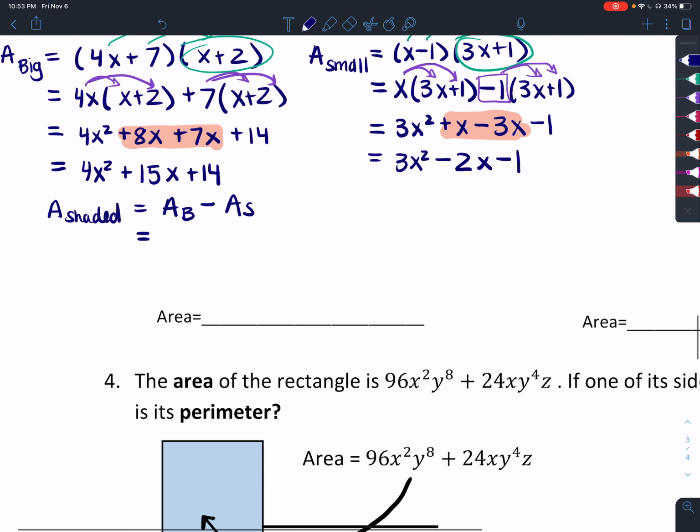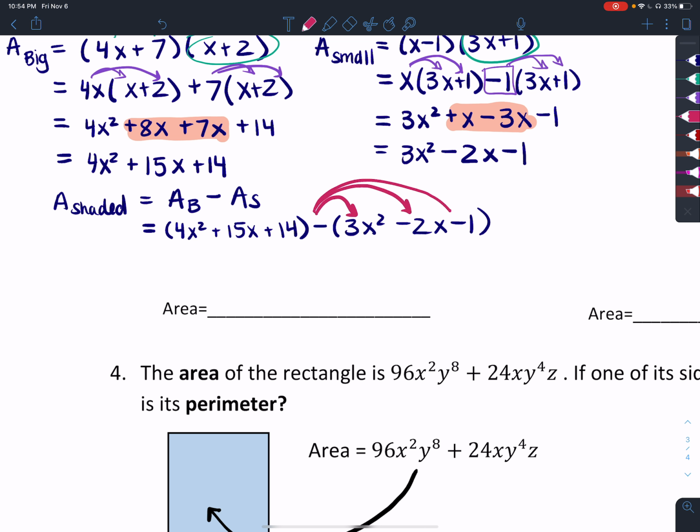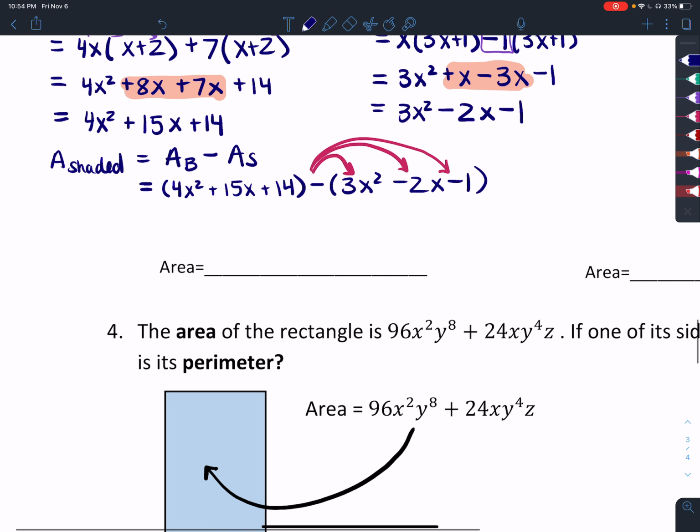And then the way you set this up is really, really important. So you should always use brackets when you are taking an algebraic expression like this and then sticking it into a formula, just to be safe. So 4x squared plus 15x plus 14, and then you're going to put that minus sign and use those brackets. So 3x squared minus 2x minus 1. And we're using those brackets because we're doing all of this minus all of this. So we really want that subtraction to be distributed to each piece that represents the small area.